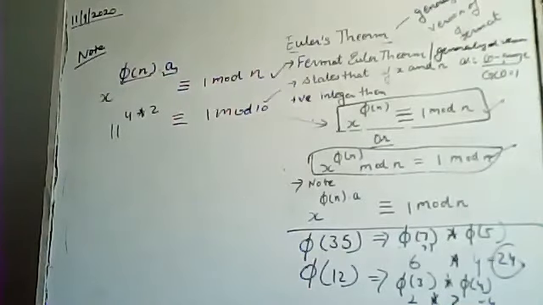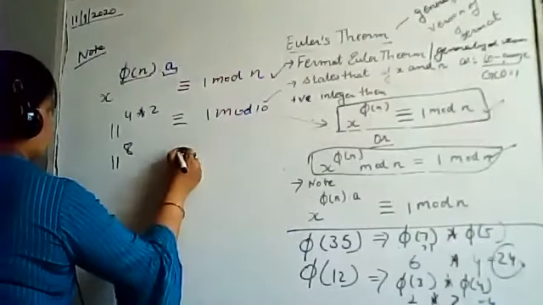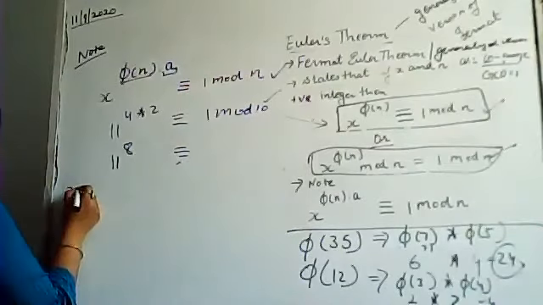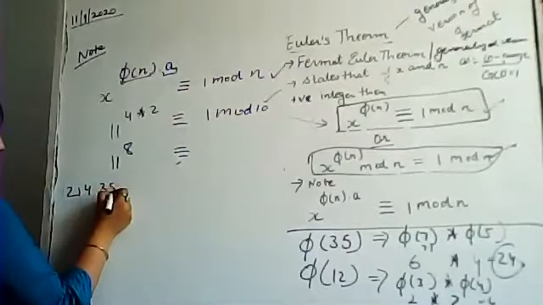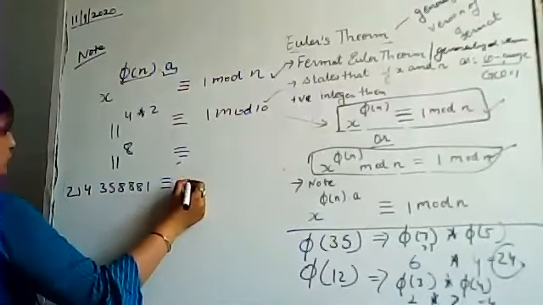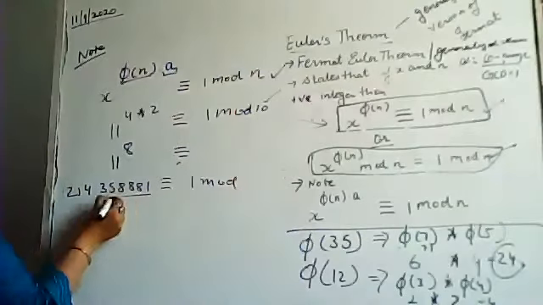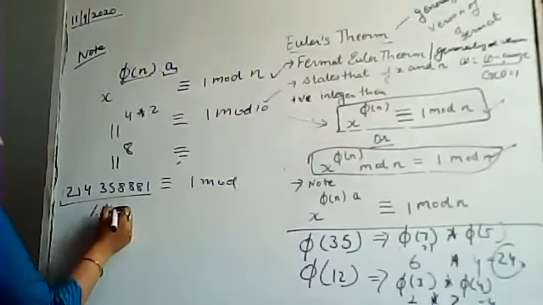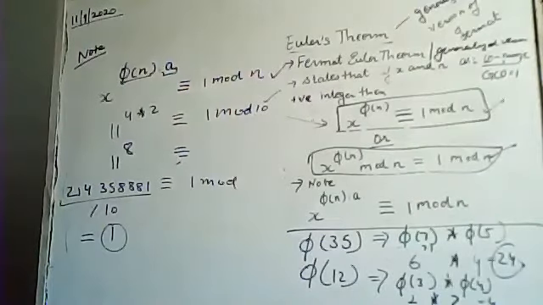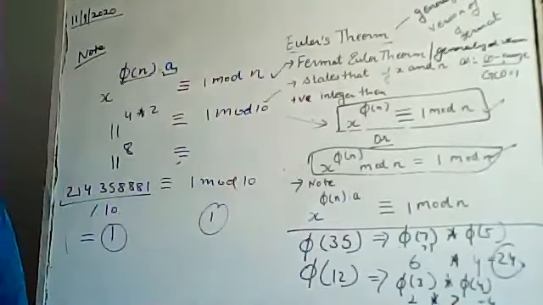So what answer will we be getting over here, like 4 to the 8? We have 11, 8. So whatever the answer will be there, that will also be congruent. So let's suppose this is the answer: 2143588881. Okay, so we have 1 mod 10 over there. When we divide this particular thing by 10, what will the remainder be? That is 1. And again on this side we have the remainder value as 1.